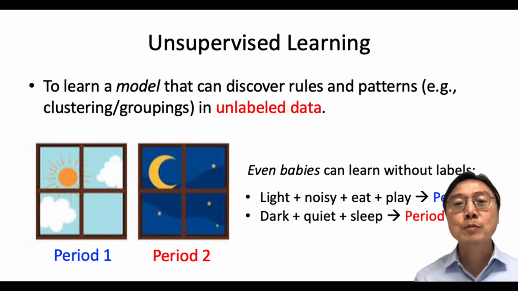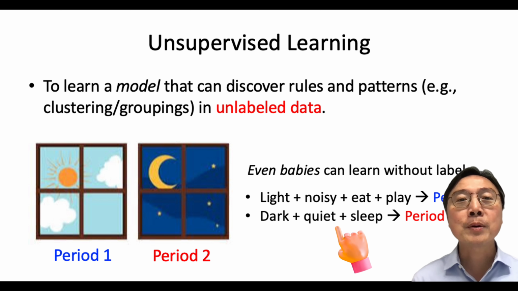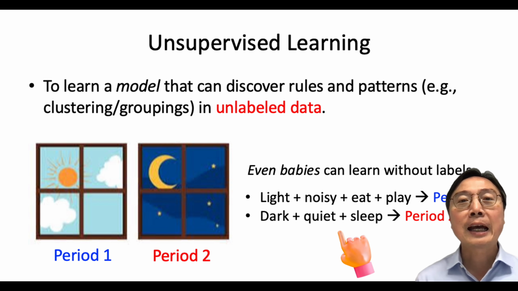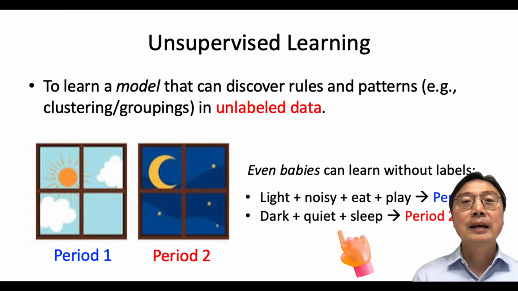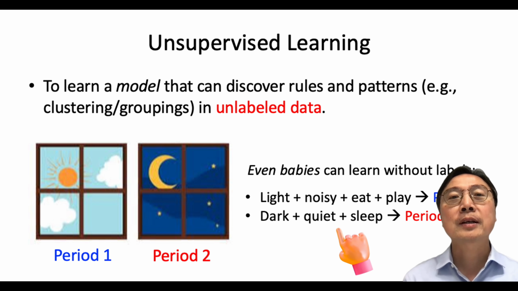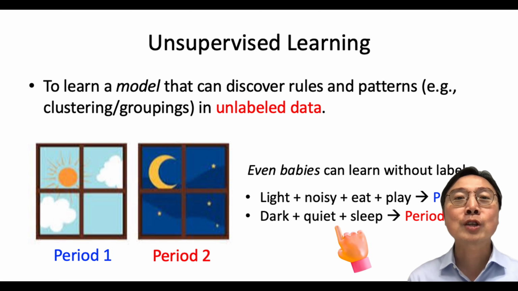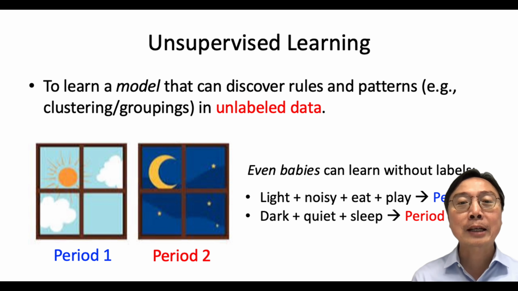The first period probably is, they see the environment is a bit noisy, and then they can eat, and then they can play. And that other period of time is dark for most of the time, quiet, and also most of the activity is sleepy. So even without explaining to them, without giving them labels, they can actually learn there are 2 different periods of time.